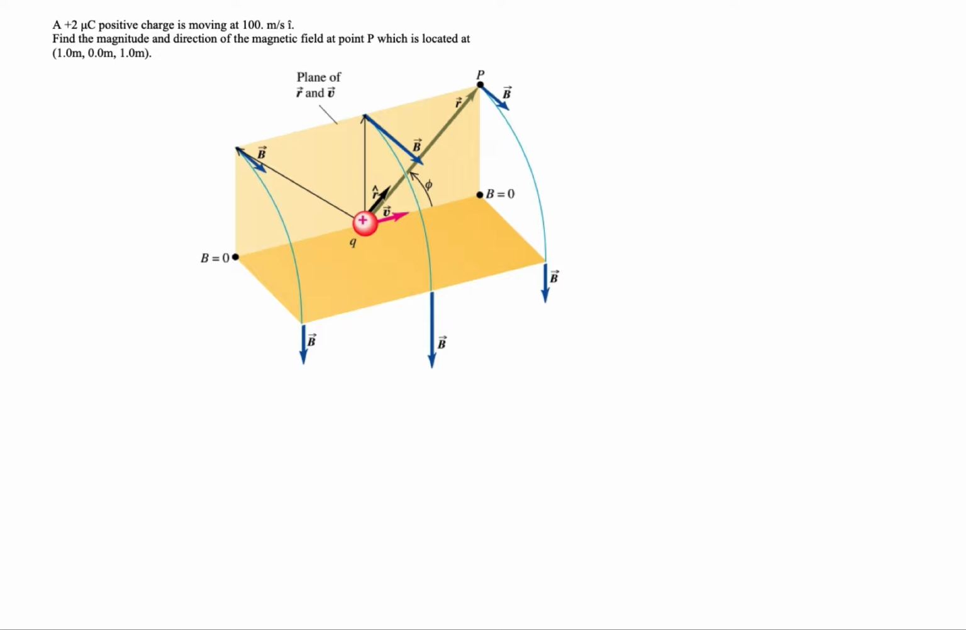Here I'm going to use the Biot-Savart law to find the magnetic field due to a point charge. But in this problem, the radial vector is at an unusual angle. So the Biot-Savart law says the magnetic field due to a point charge will be mu q v cross r hat over 4 pi r squared.